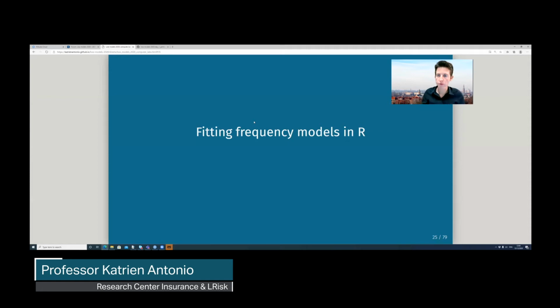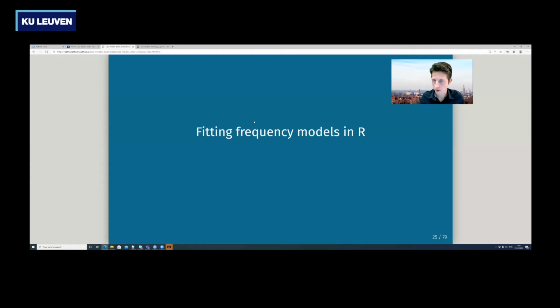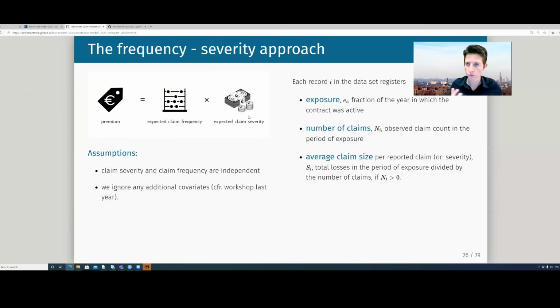So we're going to start with fitting the frequency models in R as our starting point. Do not be afraid to leave any comment or question in the chat. That's what the tool is for, right?